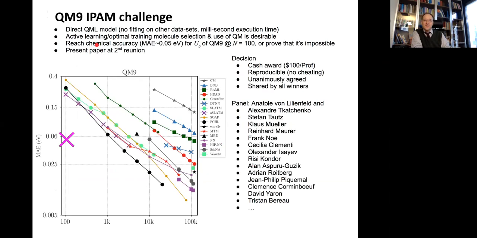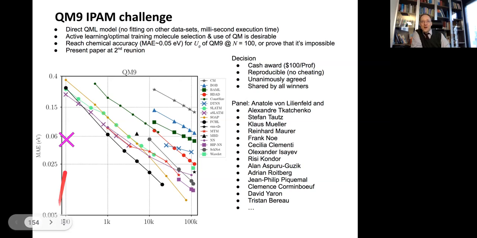Right. Now, we phrased at an IPAM reunion meeting a couple of years ago, we phrased the QM9 IPAM challenge, which is a bunch of PIs whose names are here, and they all committed to donate $100 to whoever comes up with a machine learning model that would reach this prediction error for a training set size of 100.